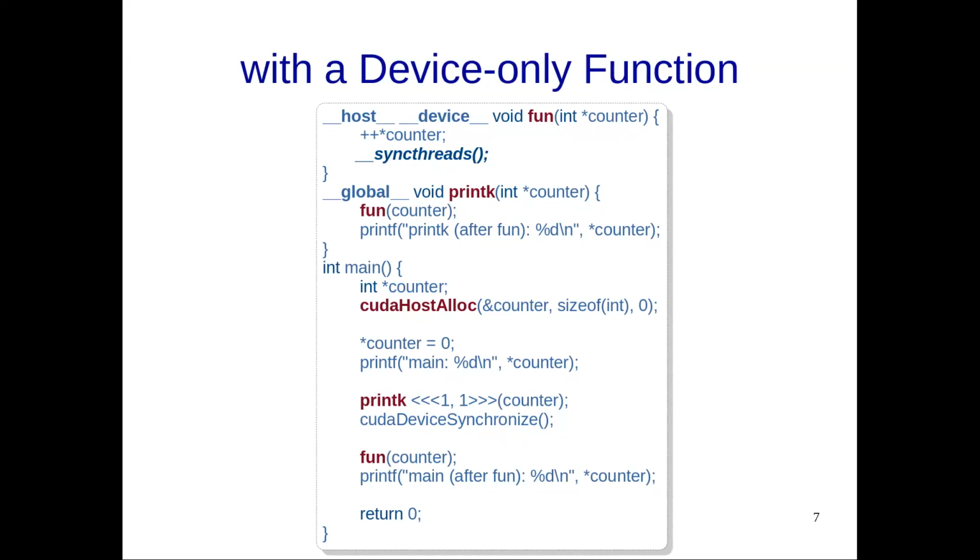Okay, so what we are going to do now is to look at slightly modified code. The main remains almost the same. The kernel also remains the same. Right? So the main and the kernel remain the same as before. So we have this CUDA HostAlloc'ed memory, etc. Fun, which was the host device function, also remains almost the same, except that I am adding this sync threads there. Can you tell me what will be the output of this program?